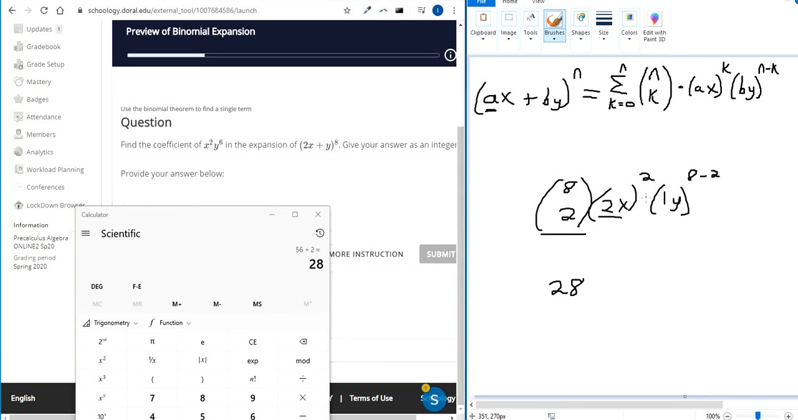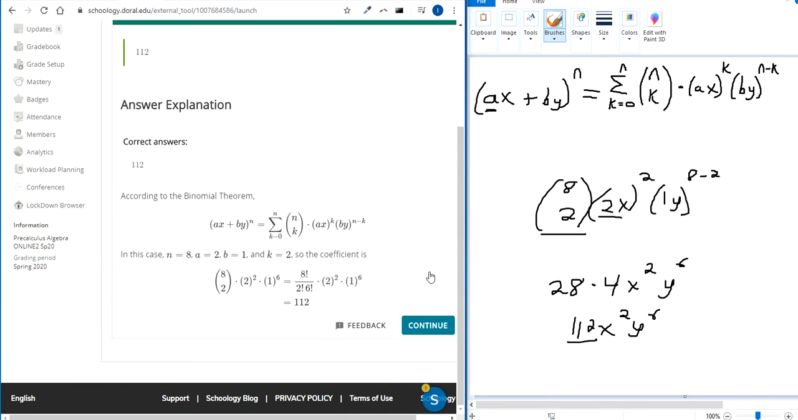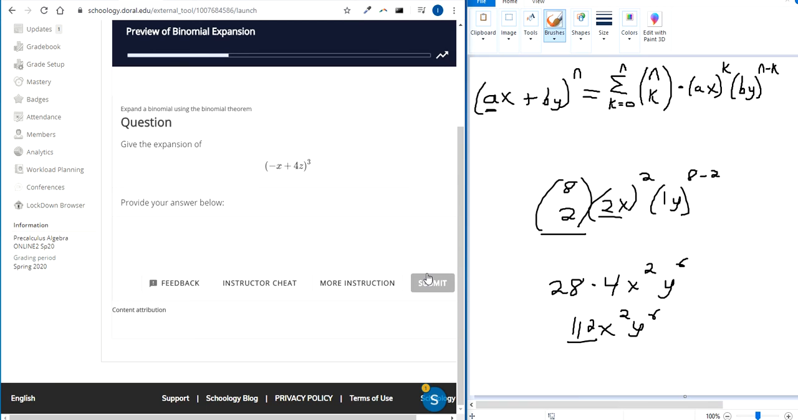And now look, 2 squared makes 4, so I'm going to expand that because the 2 is being squared. And then 8 minus 2 makes a power of 6 on the y. So 28 times 4, we got 112 x to the second, y to the sixth. So that's our coefficient. Looks pretty weird probably the first time you see it. So let me see if I can find another example.